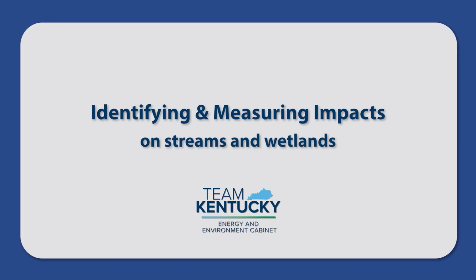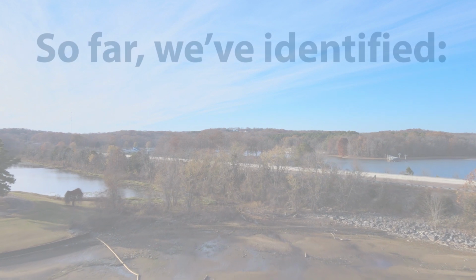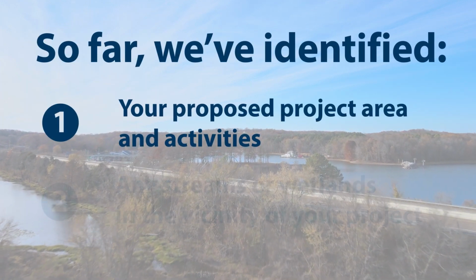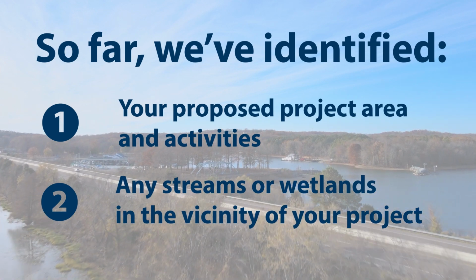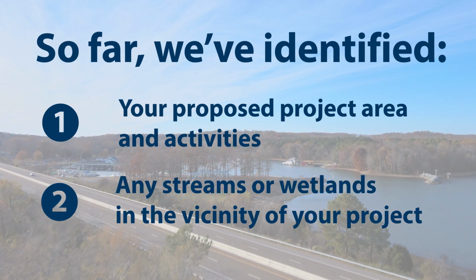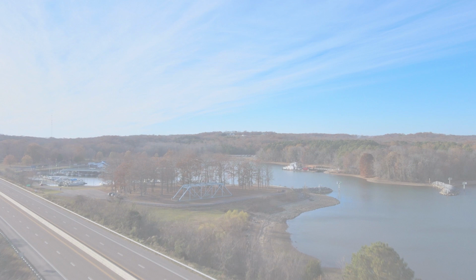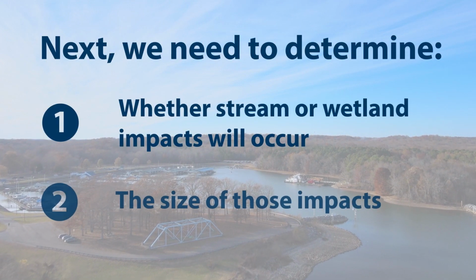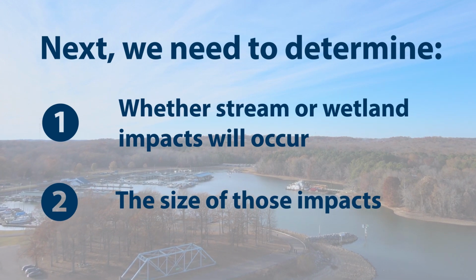Video 4. Will stream or wetlands be impacted, and how to measure impacts? At this point, you've already identified your proposed project area and activities. You've also identified any stream or wetland resources in close vicinity to your project. Next, you will need to determine whether stream or wetland impacts will occur, and if so, the size of those impacts.